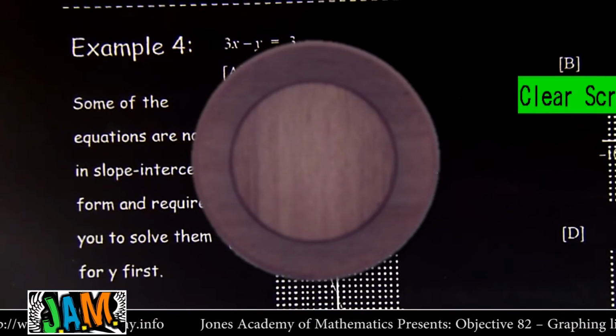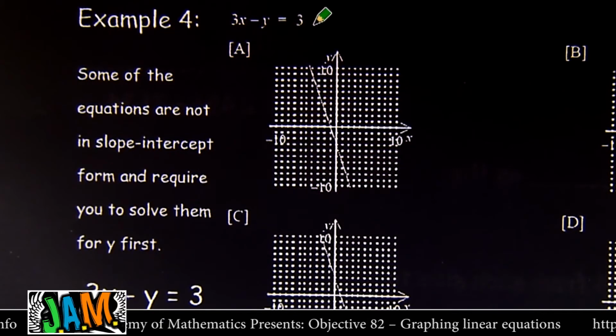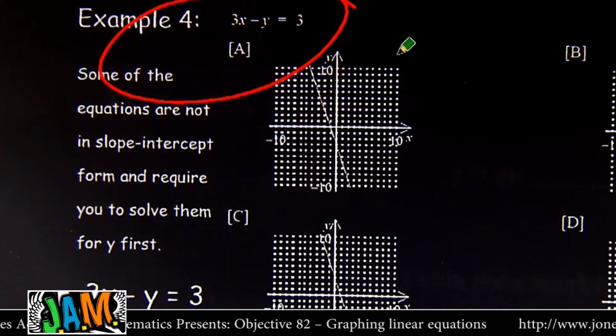Okay, example 4. We've got an equation, 3x minus y equals 3. That is not y equals mx plus b.